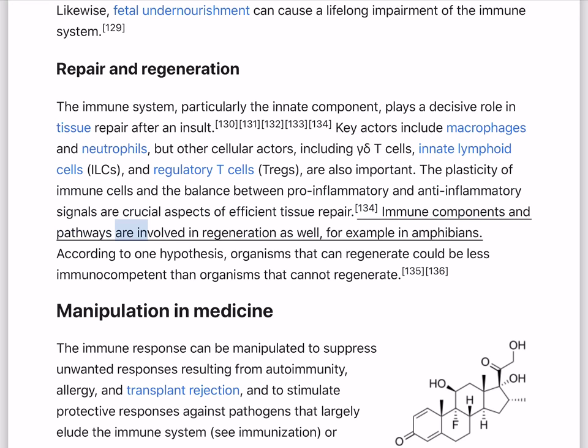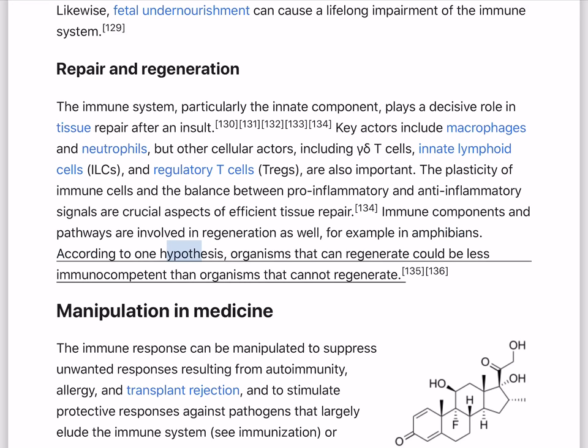Immune components and pathways are involved in regeneration as well, for example in amphibians. According to one hypothesis, organisms that can regenerate could be less immunocompetent than organisms that cannot regenerate.